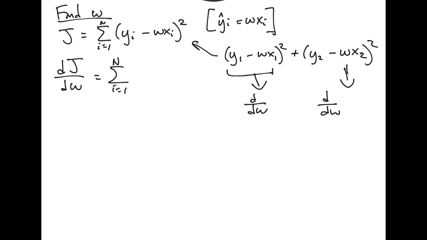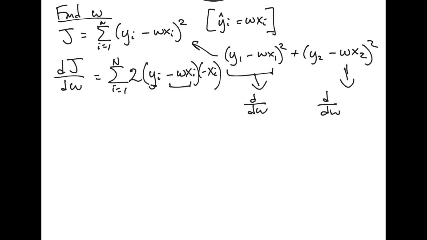So the 2 comes down. This is what we do for a polynomial. The inside stays the same, and then we take the derivative of the inside. So the derivative of the inside, this would be 0, and this would be minus x sub i.